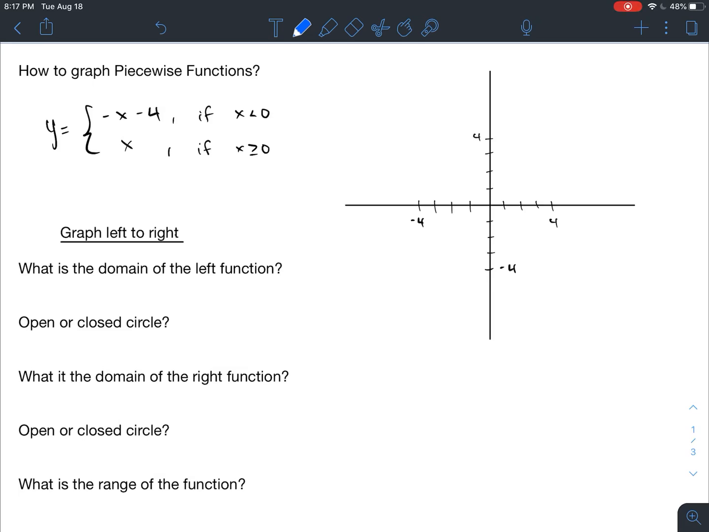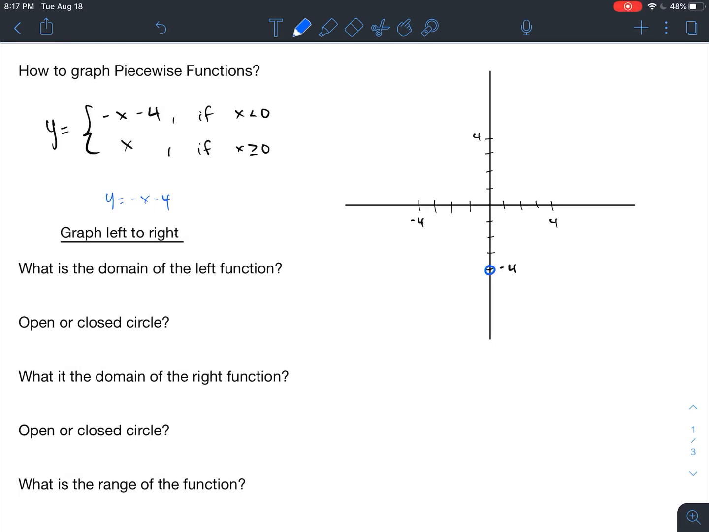So y equals negative x minus 4. Well, we know that the y-intercept will be at negative 4 right here. Now I just have to ask you right there, is it going to be an open or a closed circle? If you remember from last time, well, right here it says less than but not equal to. So we are actually going to have an open circle right here.